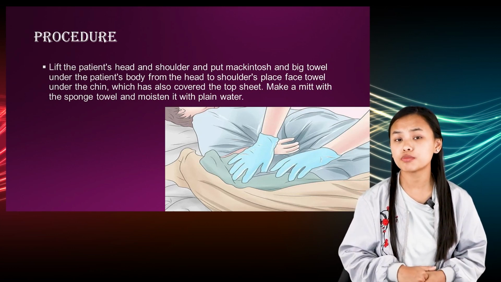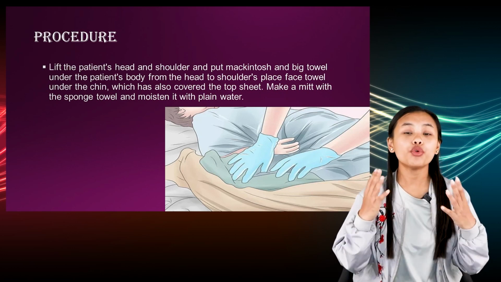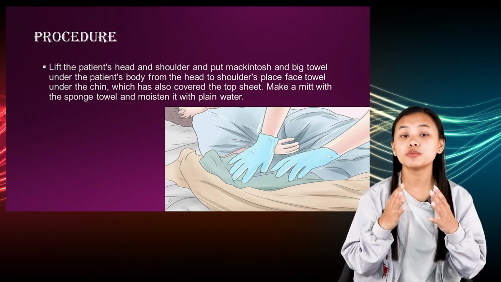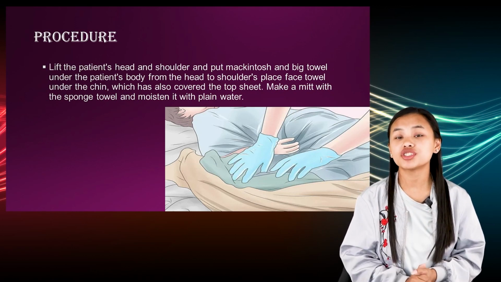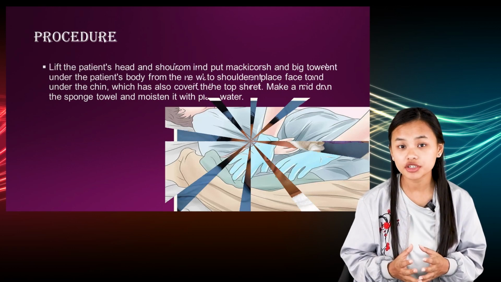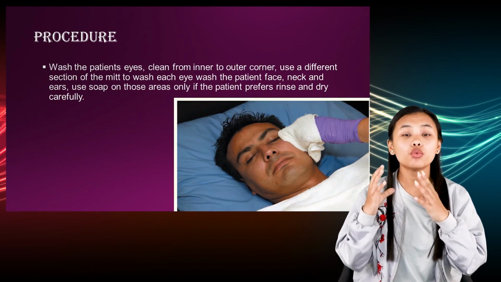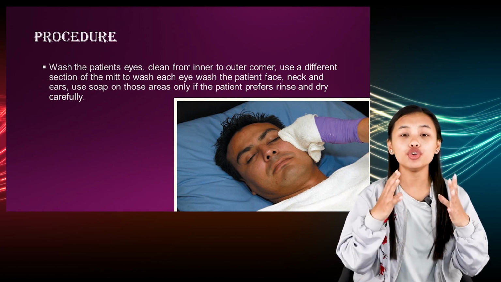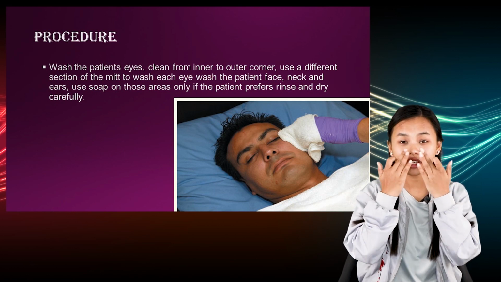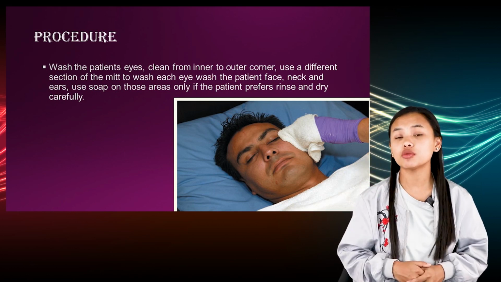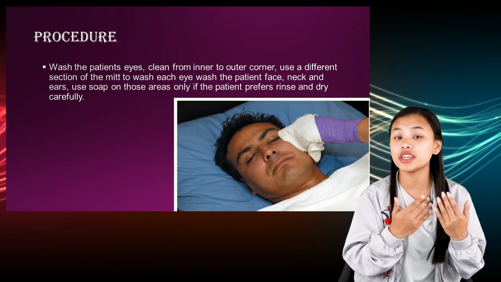And here you must also make sure that you place a face towel under the chin, which must also cover the top sheet. And then you must make a mitt with the sponge towel and moisten it with plain water. And after this is done, you must first start wiping the patient's eyes. And when you do this, you need to make sure that you move from the inner canthus to the outer canthus. You must always use a different section of the mitt to wash each side of the eye.